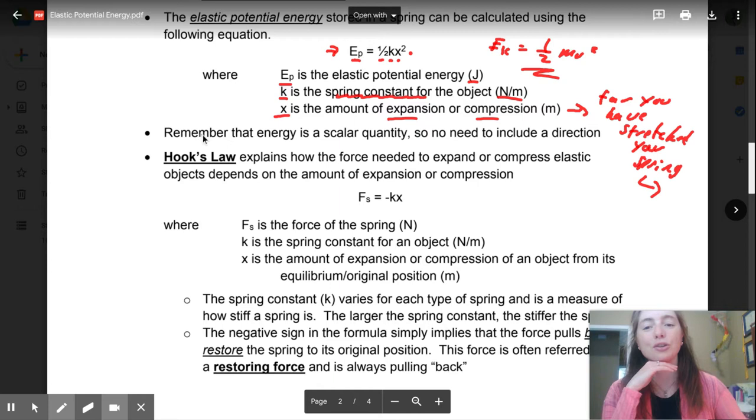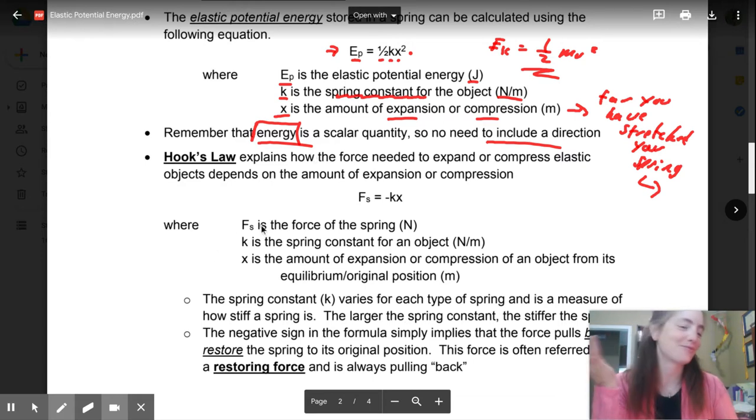Okay, so energy is scalar. No direction, please, ladies and gentlemen. Okay, no negative energy. Energy is scalar. Yeah, I know. Repeating the joke from the previous video.